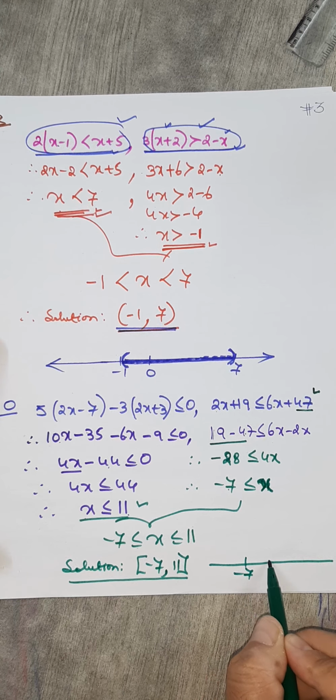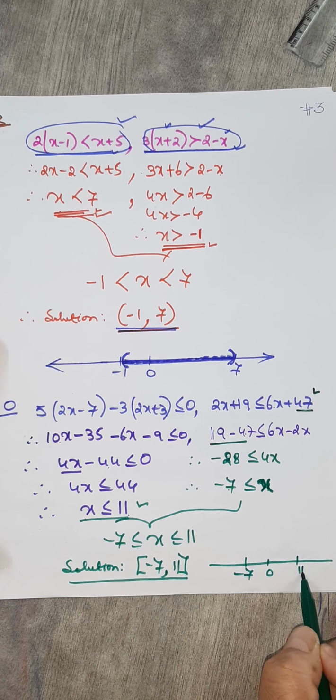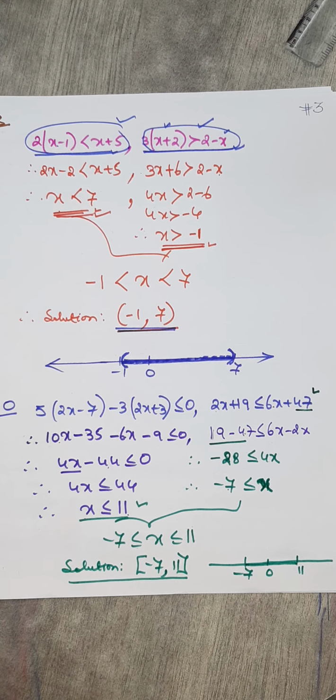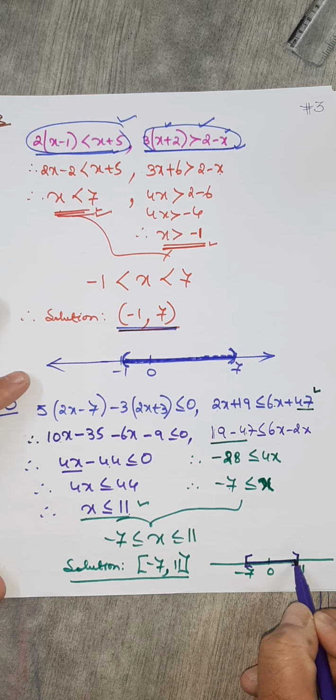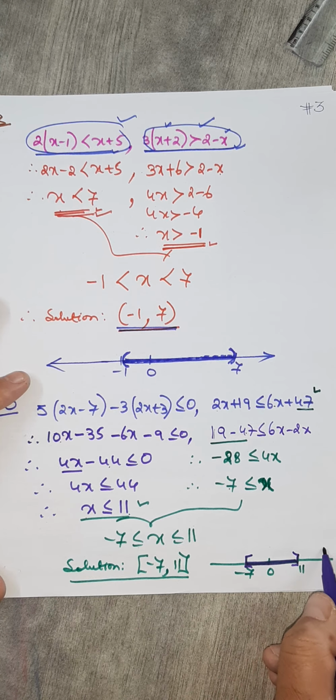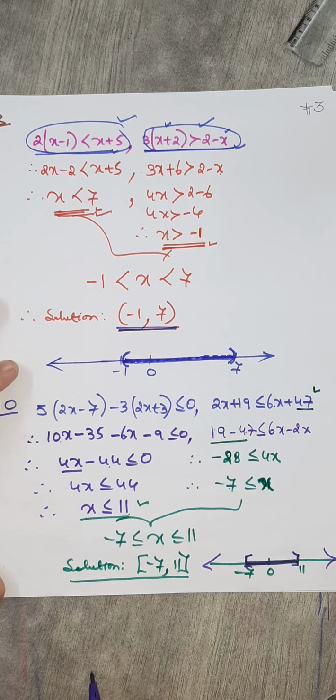Minus 7 is here, for example, this is 0 and this is 11. Every number from minus 7 to 11 satisfies both the inequalities. So this is a closed interval, remember. Minus 7 and 11 both are included here. Okay.